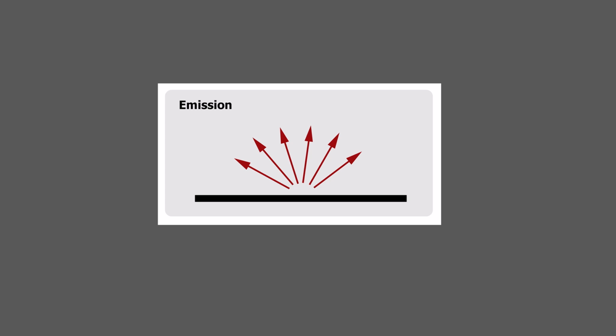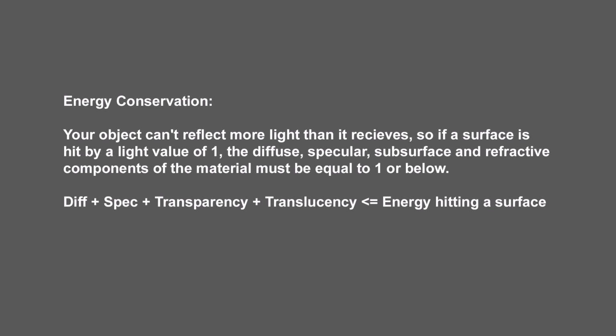So now we need to speak really briefly about energy conservation. And this is the property that your object can't reflect more light than it receives. So if a surface is hit by a light value of 1, the diffuse, specular, subsurface, and refractive components of the material must be equal to or below 1.